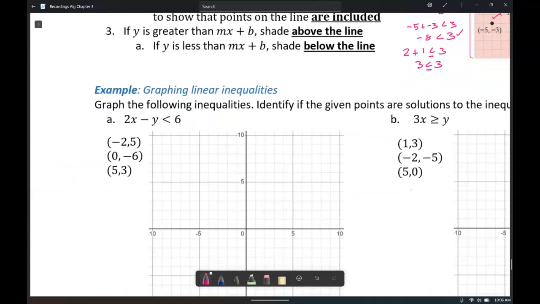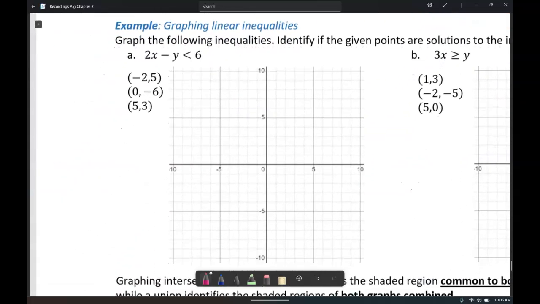So let's go ahead and graph and check to see some solutions. First thing we want to do is rewrite our inequality in slope-intercept form. So we will subtract 2x from both sides of our inequality.